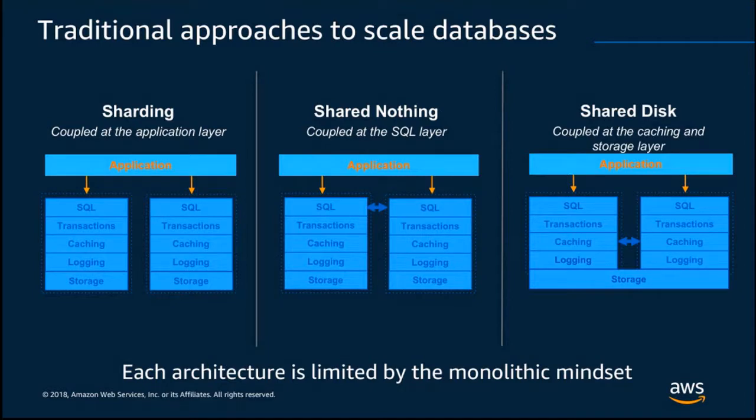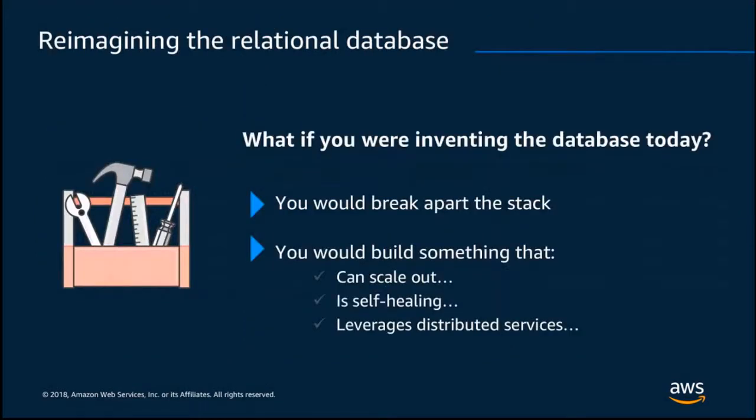All of these approaches are really limited by the fact that they're trying to scale that traditional monolithic architecture. And so we decided, well, why don't we rethink that architecture. What if we were actually inventing the relational database from scratch today, and we were inventing it for the AWS cloud?